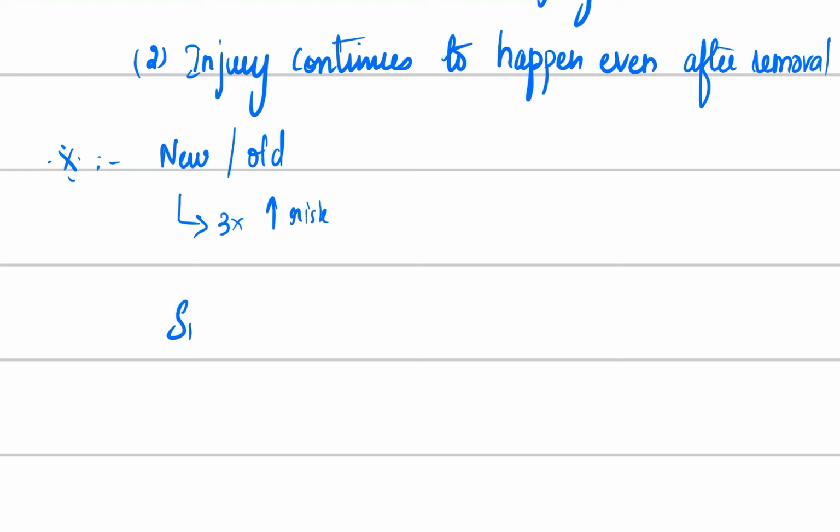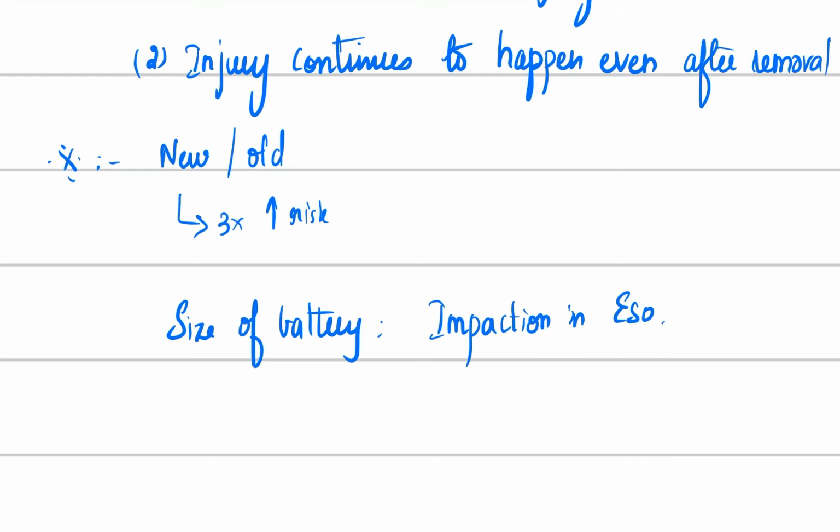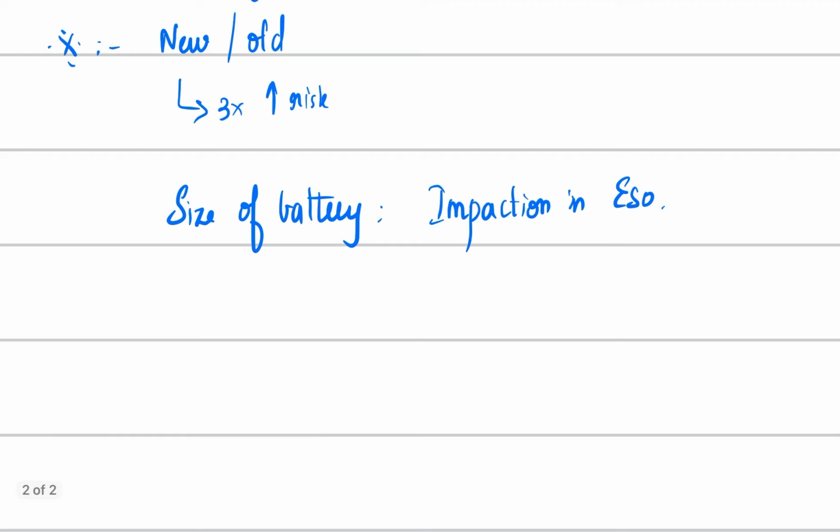Then size of the battery. All right, why is size important? Size of the battery is important because the bigger size can cause an impaction in the esophagus. All right. So high risk of esophageal impaction is present if the battery is big. And also size of the battery will determine your line of management if it is going to go beyond your esophagus. I'll discuss about that in a minute. So this is the importance of button battery ingestion.